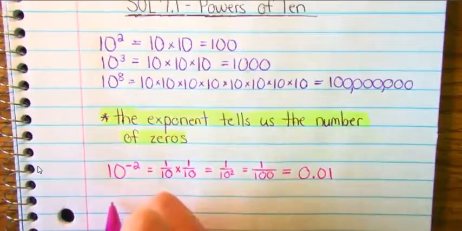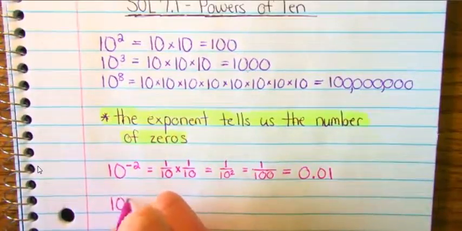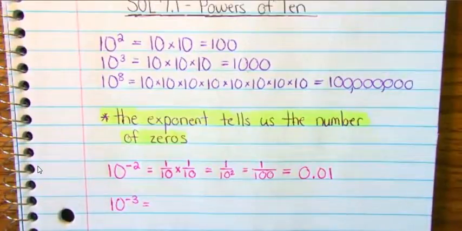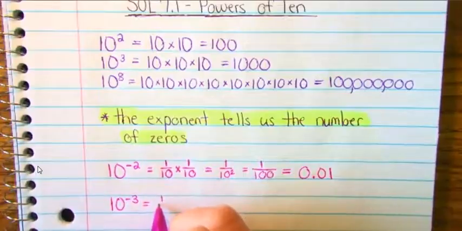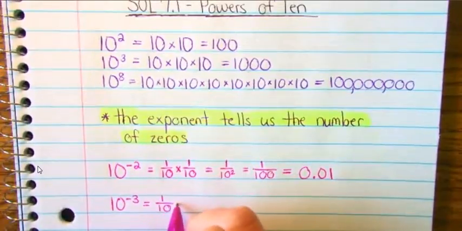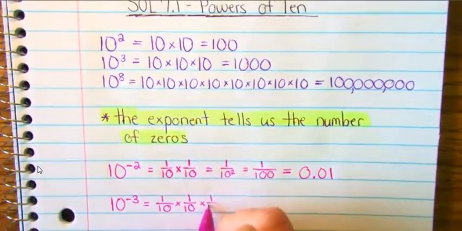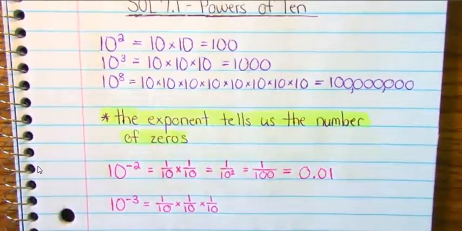So let's try another one. Let's try 10 to the negative third power. So that still tells me I'm going to have 3 tens, but the negative part tells me they're going to have to be fractions. So 1/10 times 1/10 times 1/10. We have to do it 3 times.